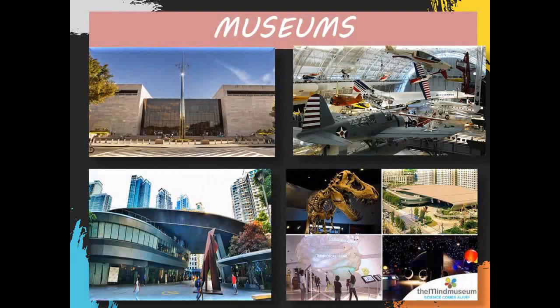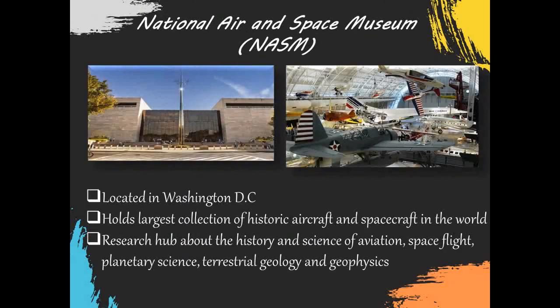Here are some of the famous museums where we can acquire secondary sources of information. National Air and Space Museum, or NASM. It is located in Washington, D.C. It holds the largest collection of historic aircraft and spacecraft in the world. And it is the research hub of history and science of aviation, spaceflight, planetary science, terrestrial geology, and geophysics.